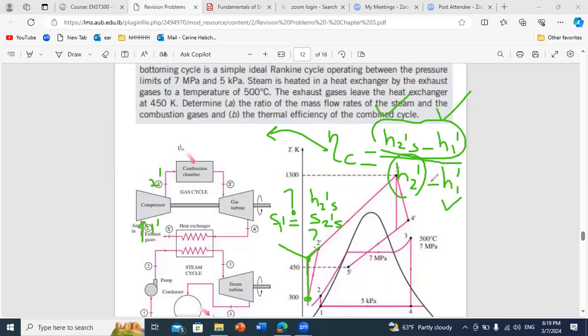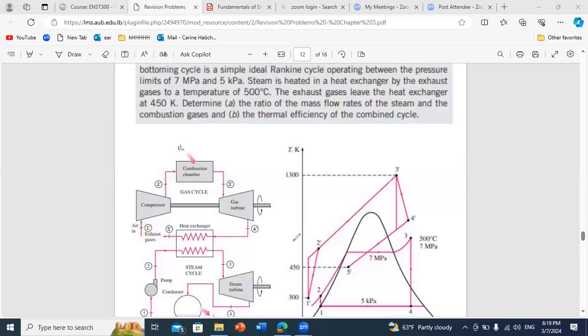Okay, let us just go to the tables to understand more what we are talking about. What do we know in this problem? In this problem, first we have two cycles. Let us explain the system, then we go into the details.